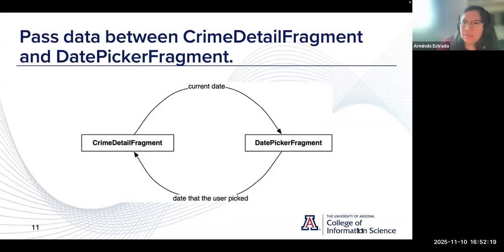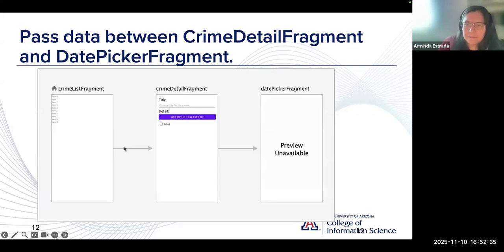Now, we have to pass the data between the crime detail fragment and the date picker fragment. So in here, we have the crime detail fragment. We click on the current date, and then it takes us to the date picker fragment. And after we pick the date, it's going to take us back to the crime detail fragment.